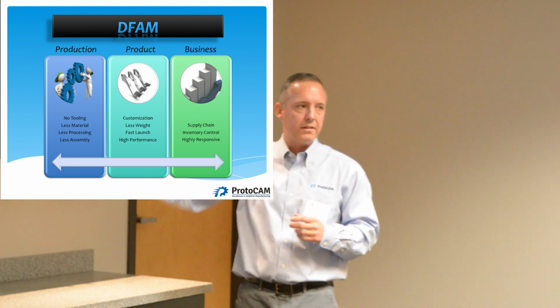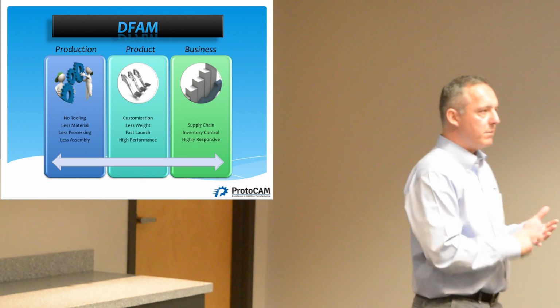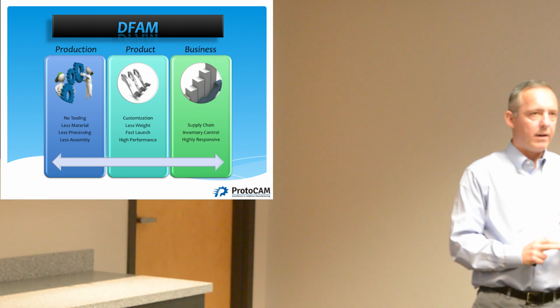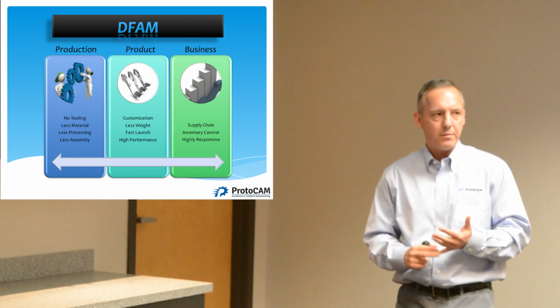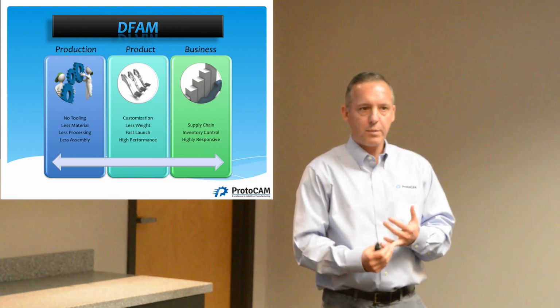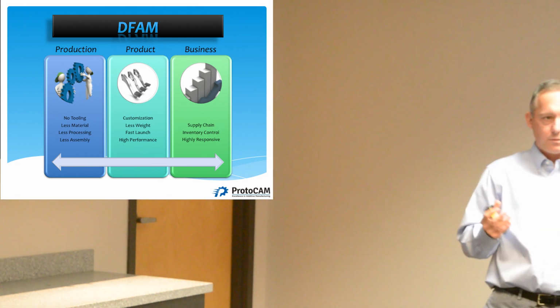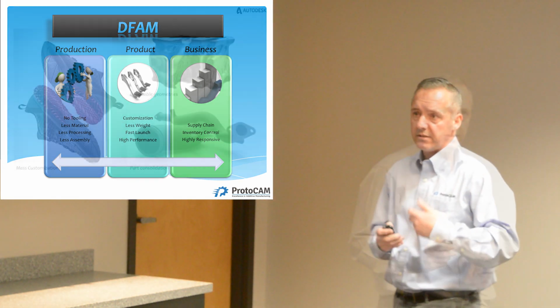From the business side, we talk about supply chains and inventory. You know, we could minimize our inventory. We don't need to have warehouses of parts because we can print on demand when needed instead of having parts sitting around. Supply chains are going to be digital. We're not going to have physical supply chains. We're going to have digital supply chains.